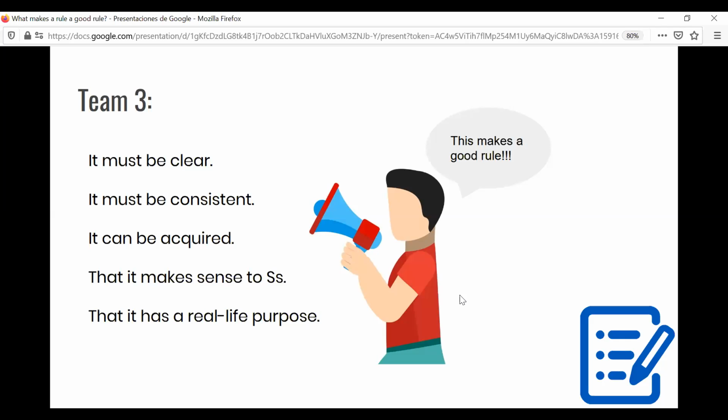We wrote that it must be clear enough for students to understand it. It must be consistent. It has to be used in real life. It can be acquired, it doesn't have to be memorized. That students can actually make sense of it, as it says in the next point, and that it has a real life purpose. Very good. Excellent. Thank you very much for your participation, teams.